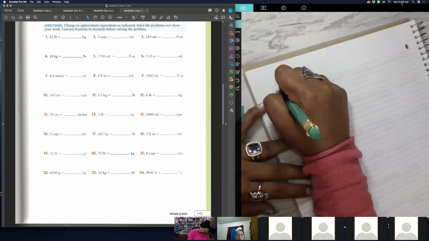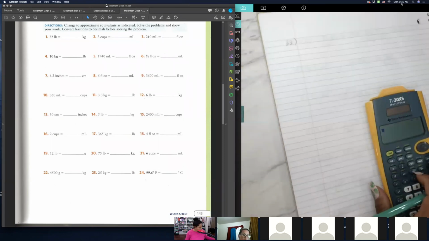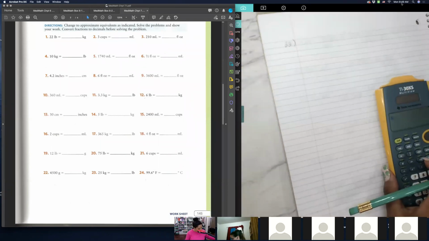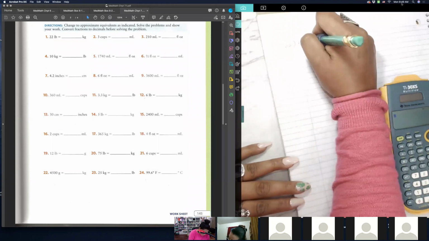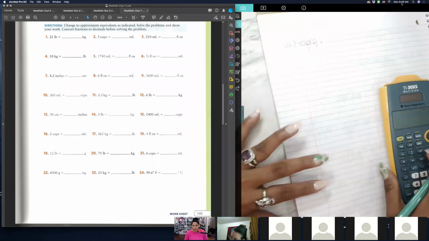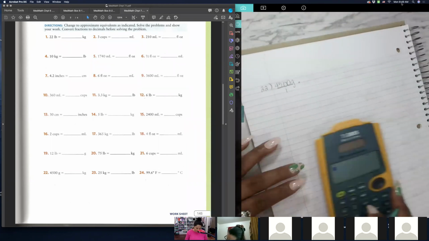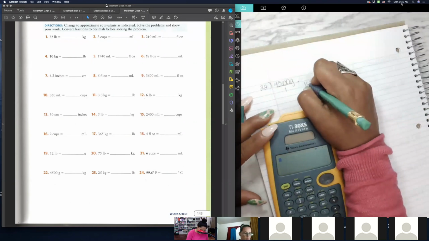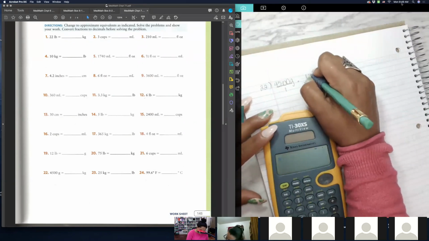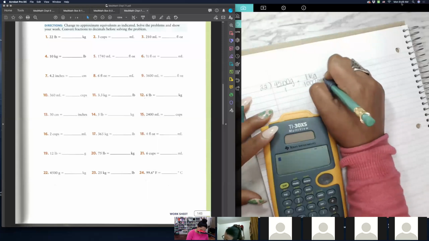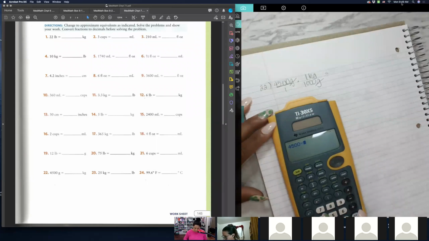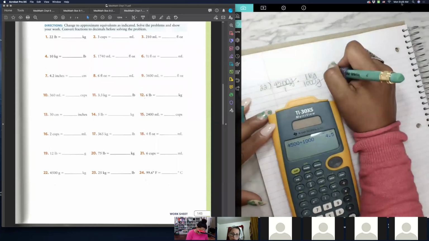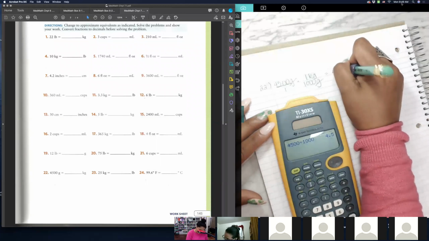All right, 22. 4,500 grams. And we're going to convert to kilograms. So there's 1,000 grams in 1 kilogram. My units of grams will cancel. And I just need to take 4,500 divided by 1,000. And that's going to give me 4.5 kilograms.